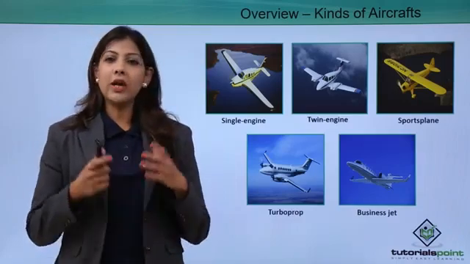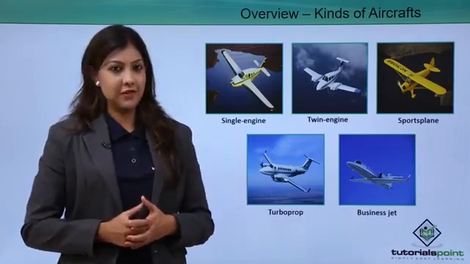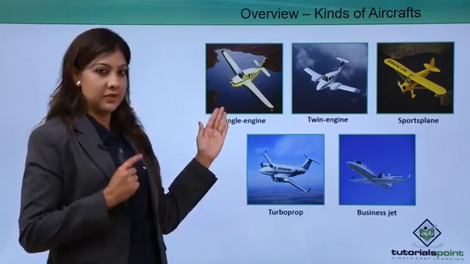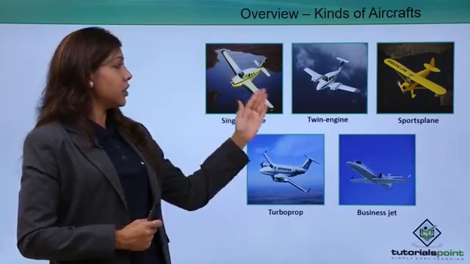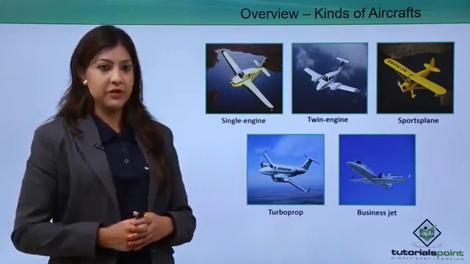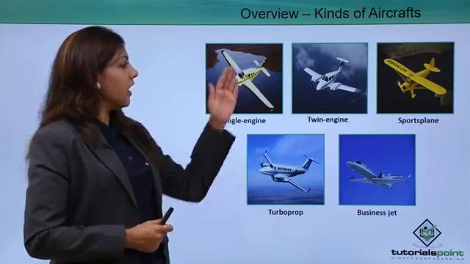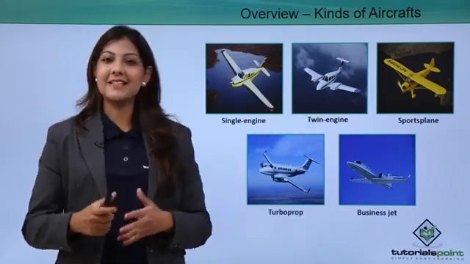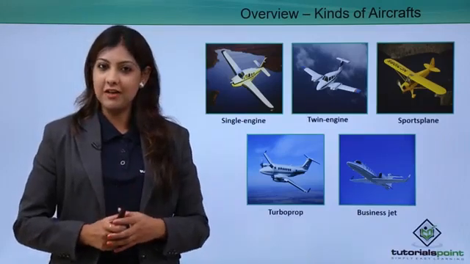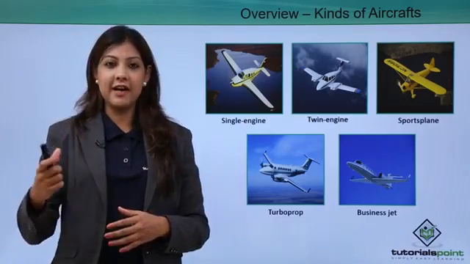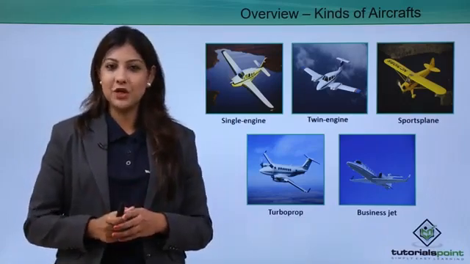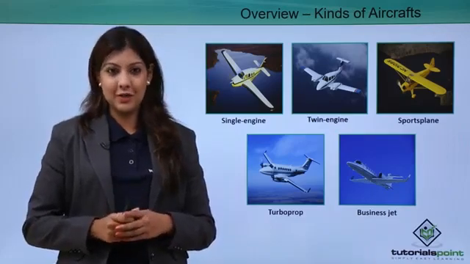So friends, let's have a quick overview of the different kinds of aircrafts. Here on the images you can see a single engine, which has just one engine in the aircraft. There is a twin engine, which means there are two engines, and that is for a particular purpose. A sports plane, which looks really nice and funky, is for one purpose only, and that is for fun. These sports planes do not fly very high, and they also do not go very long distance. So they are for very short distance and they fly very, very low.